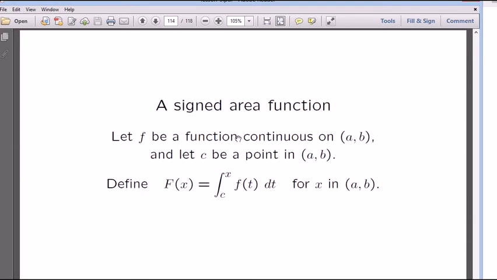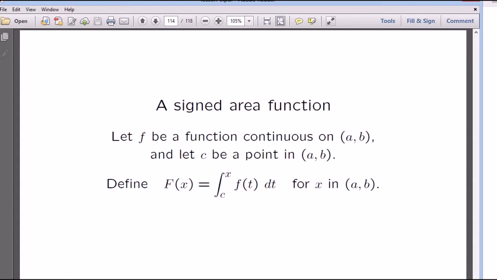This is called the signed area function. Let f be a continuous function in a to b, and c be some number in between there. If you consider this integral, because this function is continuous, this integral exists all the time. What theorem was that? Anybody remember? I named that theorem: the theorem of integrability of continuous functions. Whenever the function is continuous, this number exists, no matter what two numbers you put in there.